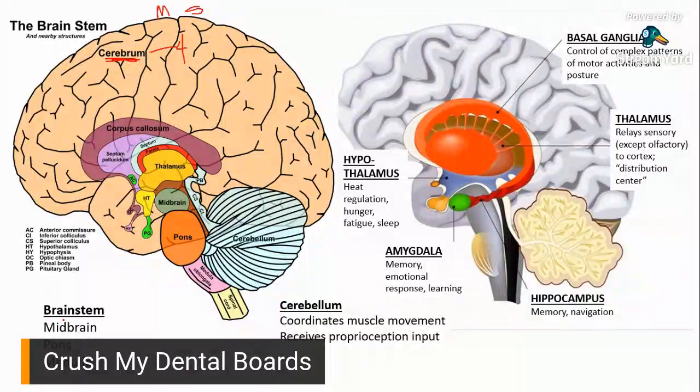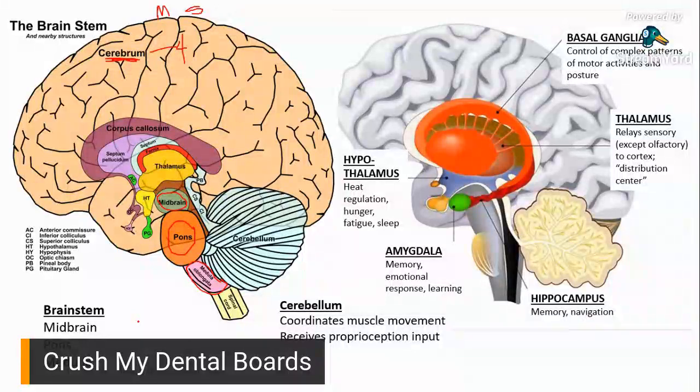Now, aside from being where the cranial nerves come from, the brainstem is divided into 3 areas: your midbrain, your pons, and your medulla. Midbrain would be this one. Pons would be the center. And then you have your medulla or medulla oblongata, which is actually connected to the spinal cord. So midbrain, pons, and medulla oblongata.